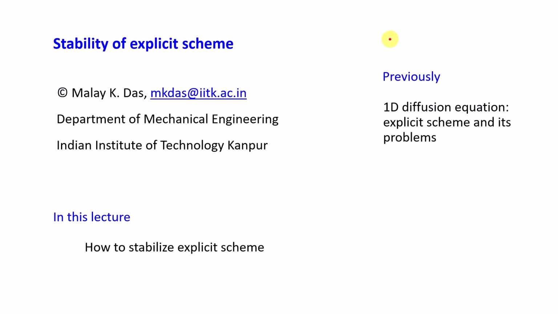In the last few lectures, we have talked about the solution of the one-dimensional transient diffusion equation using the explicit scheme. We have also seen that the explicit scheme has certain issues. The scheme seems to be unstable for some reason that we don't know yet. So in this lecture, we will see what criterion makes the explicit scheme unstable, and then how we stabilize the explicit scheme.